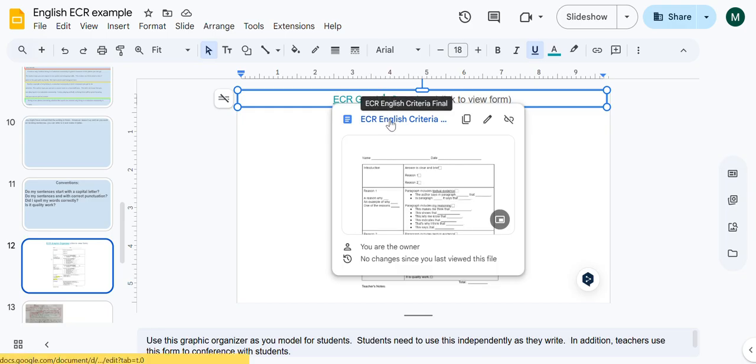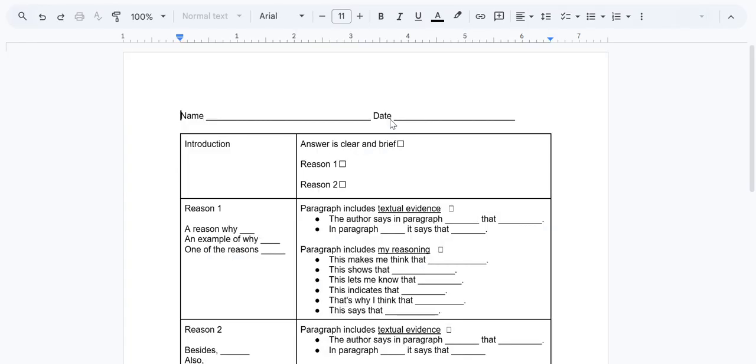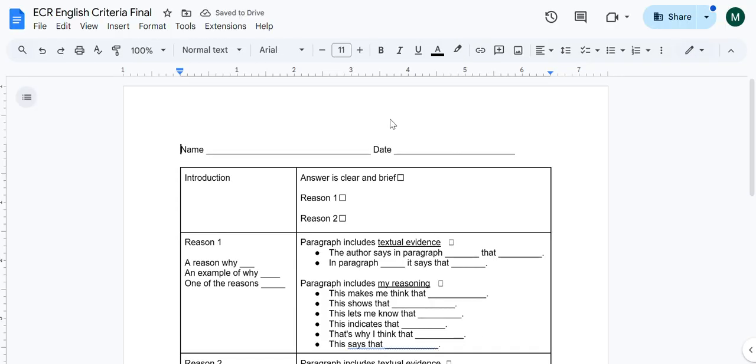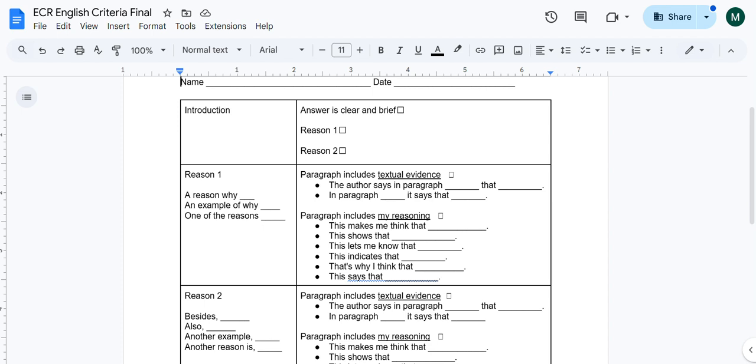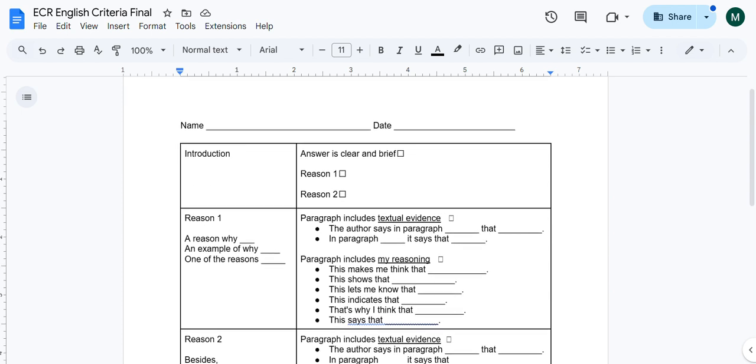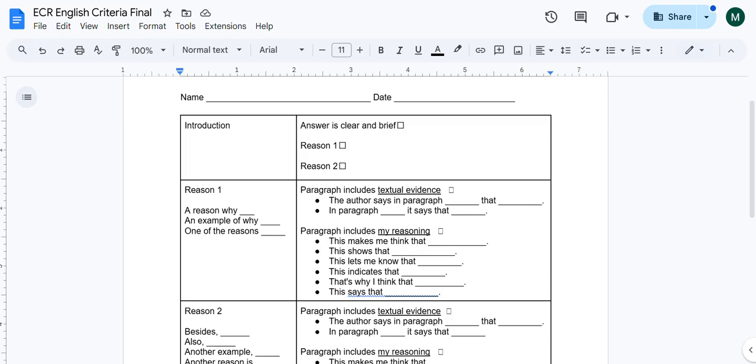So Moss has created something. It's like a blue and green graphic organizer. I'm sorry, it's like blue and orange. And what I did is I just tweaked it to meet the needs of my students.